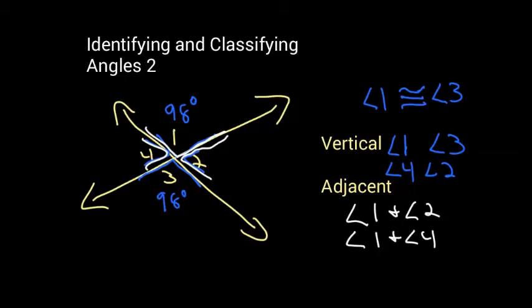Now you could use that to find angle 2 because angle 1 and 2 are adjacent and they're supplementary. So you do 180 minus 98 to get 92 degrees. And since angle 4 and angle 2 are vertical, that would make angle 4 also 92 degrees.